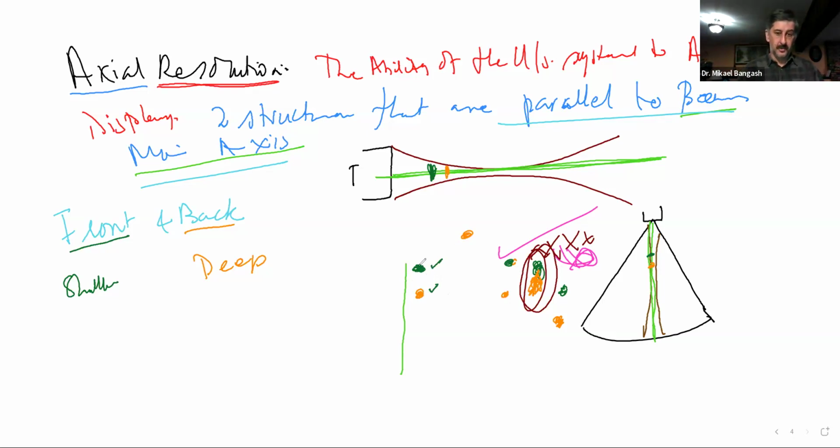Okay, which were 2 separate structures, but they appear as 1. So we could not distinguish A from B. Did you guys get that?